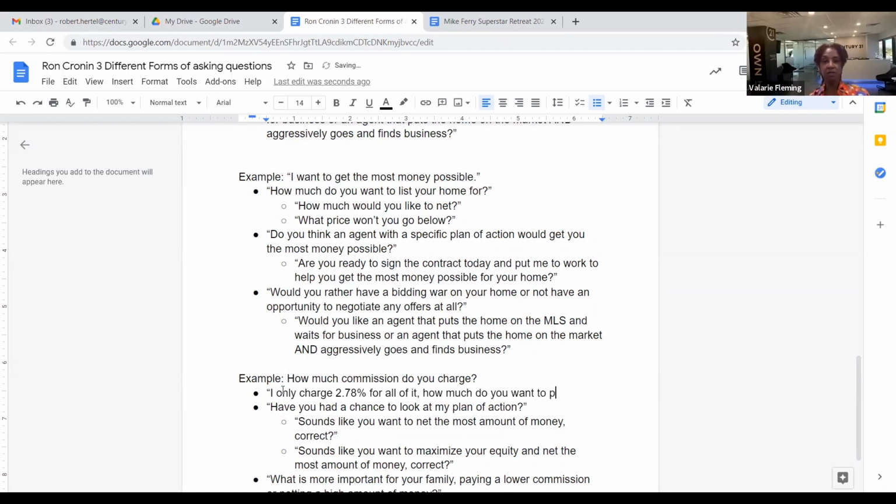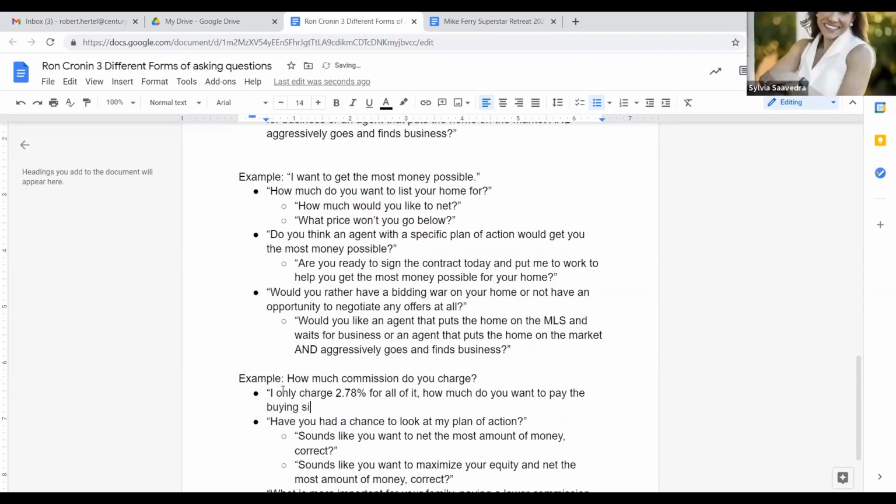I don't know what an open-ended question is. Open-ended question means it gives you something to think about. So this is open-ended because it's not a yes or no. They have to come up with an answer. I only charge 2.78% for all of it. How much do you want to pay the buying side? Well, I want to pay the buying side 2%. Great.